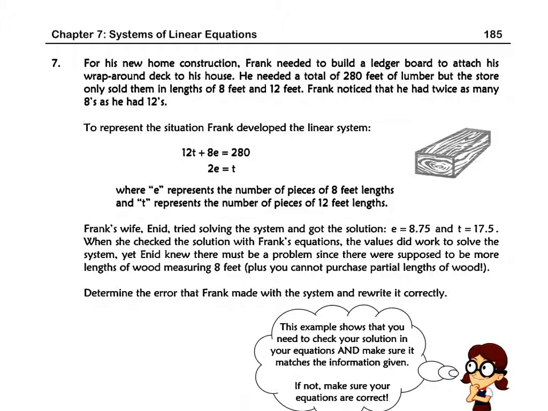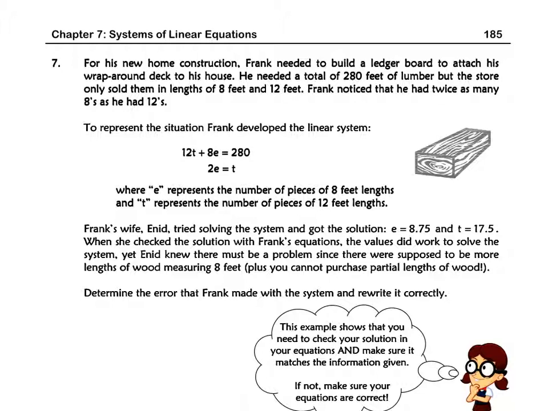Okay, so the last example here is one that shows you how you have to be careful how you write your equation sometimes and make sure it matches the information. So for his new home construction, Frank needed to build a ledger board to attach his wraparound deck to his house. He needed a total of 280 feet of lumber, but the store only sold them in lengths of 8 feet and 12 feet. Frank noticed that he had twice as many 8s as he had 12s. So to represent this situation, Frank developed a linear system. He said 12T plus 8E equals 280, and 2E equals T.